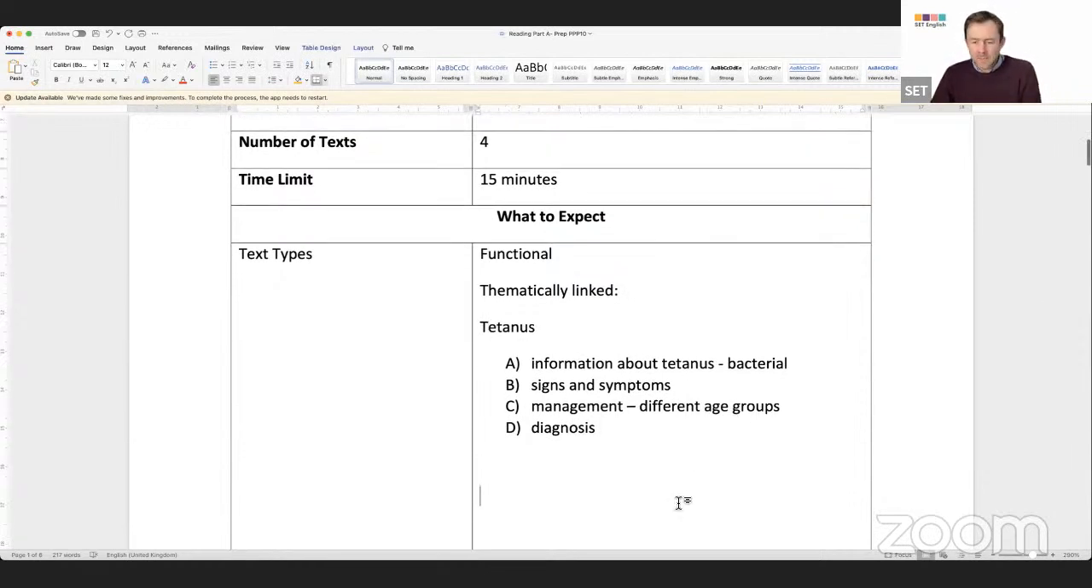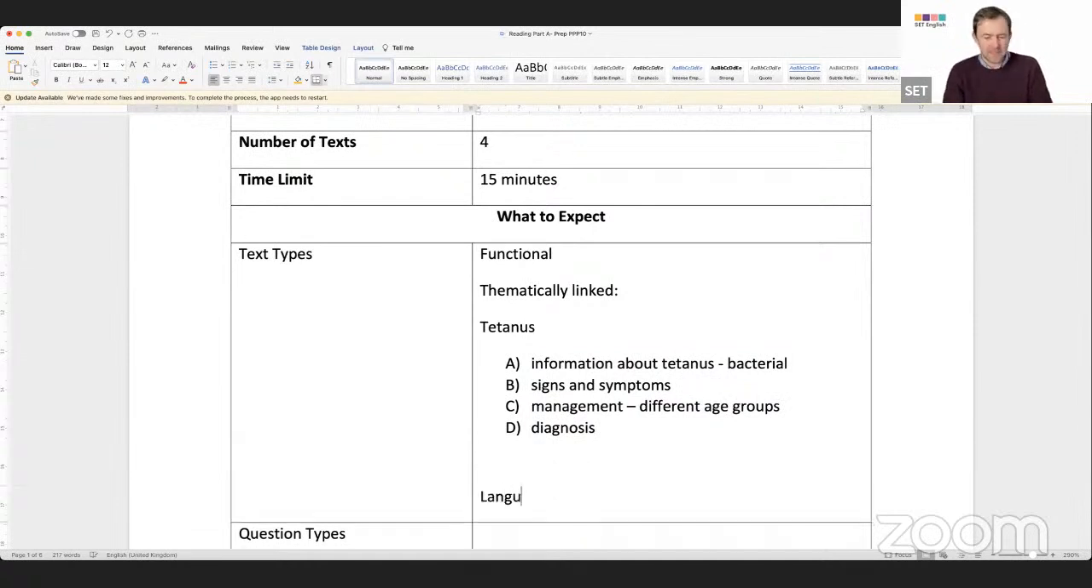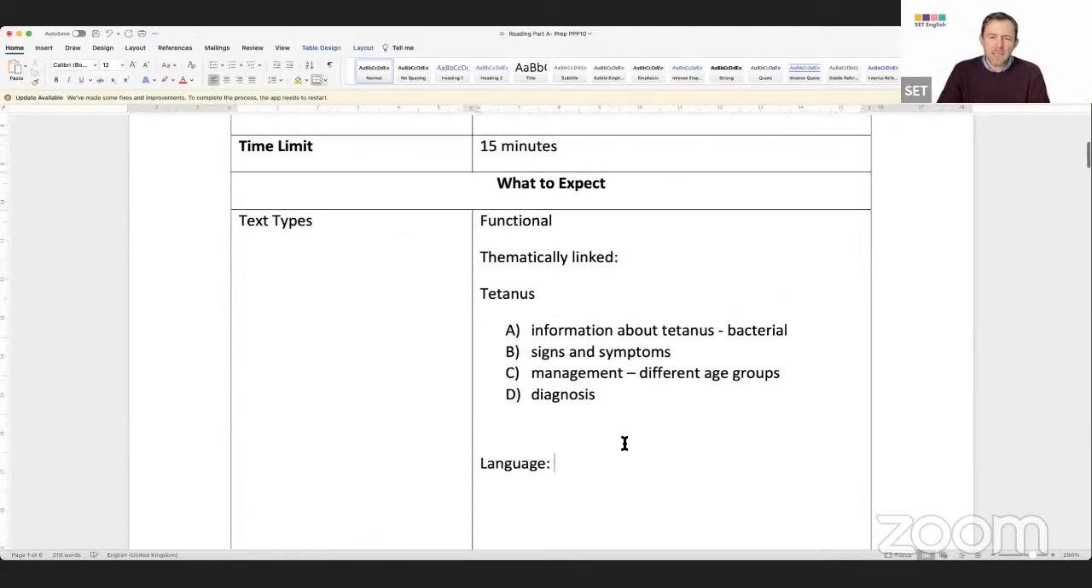texts. They might not all feature the same people. And this is just an example. The kind of language that we're going to find in here. Okay, the language is not going to be very literary. It's generally not going to be very complicated. There are some bits that are complicated.